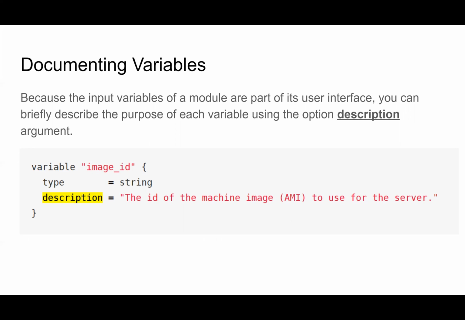It's useful to document your variables. We want to be able to understand what the purpose of this variable is. So there's an attribute called description in each variable block. Within the description, you can add a brief description of what the variable's purpose is.